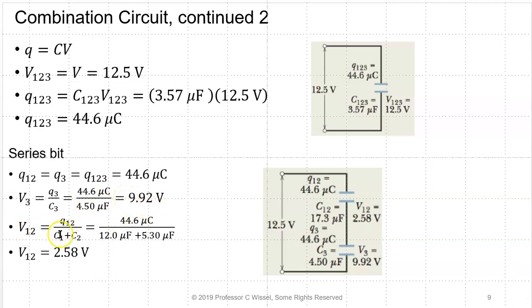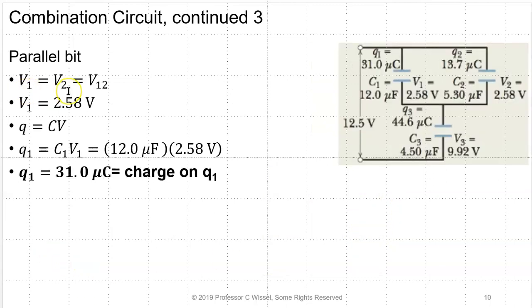V12 is Q12 over C1 plus C2. 44.6 microcoulombs divided by the combination 12 plus 5.30 microfarads. The micros are going to cancel out, and you're going to wind up with volts. So V12 is 2.58 volts. That's the voltage across the parallel bit. So V1 equals V2 equals V12, and V1 equals 2.58 volts. Q equals CV, so Q1 equals C1 V1, so 12.0 microfarads times 2.58 volts. So Q1 is 31.0 microcoulombs. That's the charge on Q1.